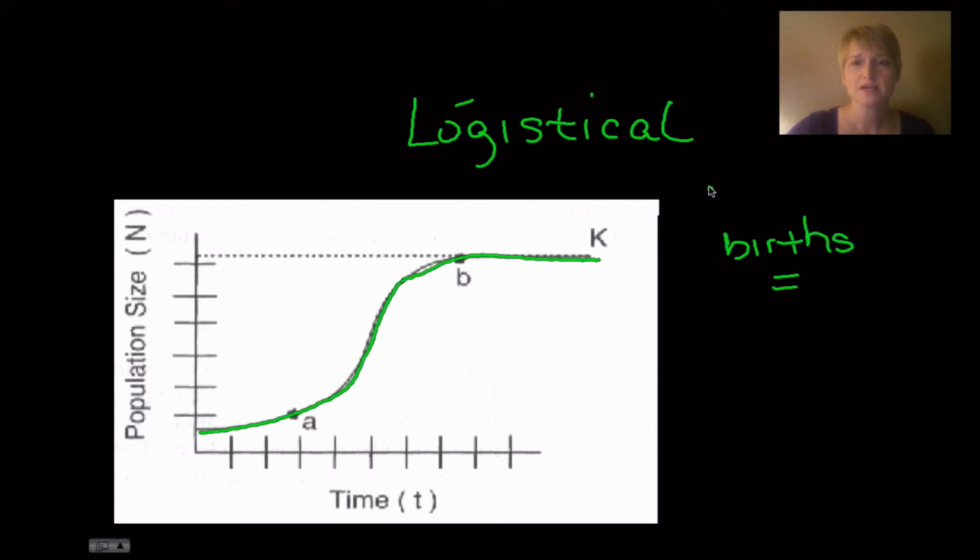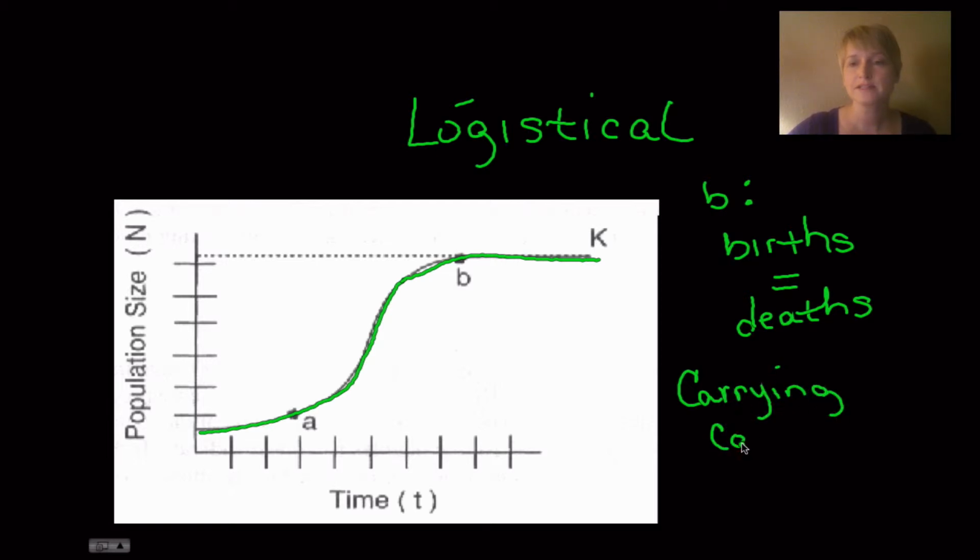So at B, births equal deaths. So you have this evenness, okay? Where it's going up, the birth rate is much higher than the death rate, but once it reaches B, the births equal the deaths, and so that line is going to flatten out and just keep steady. And we call this carrying capacity. So at K, what you have is carrying capacity.